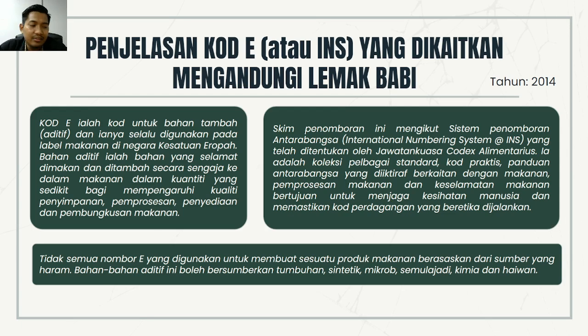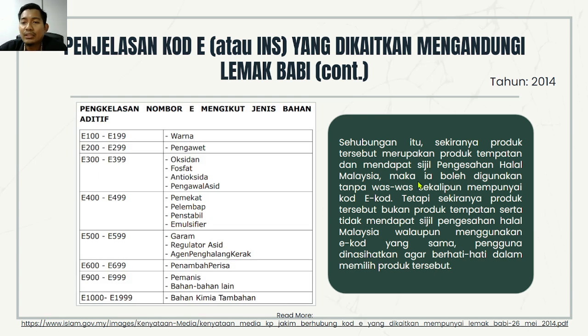So basically, INS number is for the product to be exported to EU, you have to follow their regulation also kan. So in general, tidak semua nombor E yang digunakan untuk membuat sesuatu produk makanan berasaskan dari sumber yang haram. Bahan-bahan aditif ini boleh bersumber tumbuhan, sintetik, mikrob, semula jadi, kimia dan juga haiwan. So sehubungan itu, sekiranya produk tersebut merupakan produk tempatan dan mendapat sijil pengesahan halal Malaysia, maka ia boleh digunakan tanpa was-was sekalipun mempunyai kod E. Tetapi sekiranya produk tersebut bukan produk tempatan serta tidak mendapat sijil pengesahan halal Malaysia, walaupun menggunakan kod E yang sama, pengguna dinasihatkan agar berhati-hati dalam memilih produk tersebut.